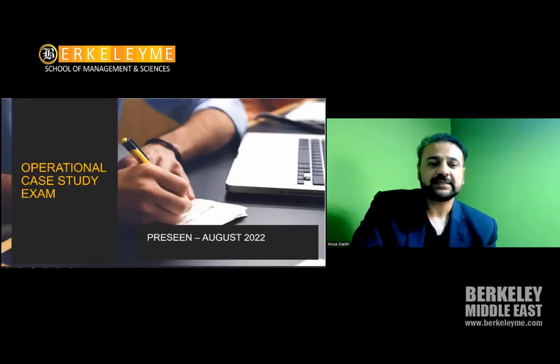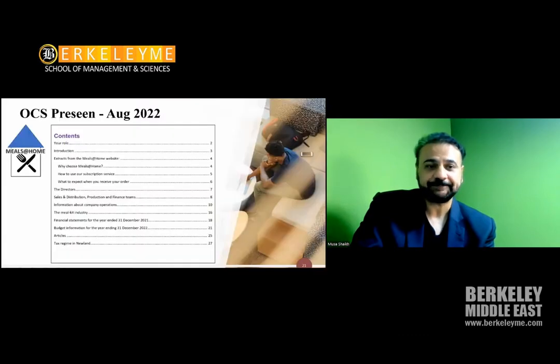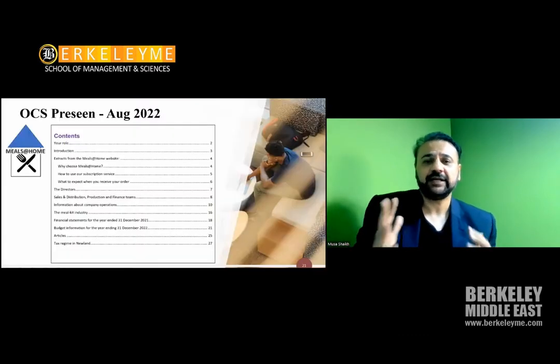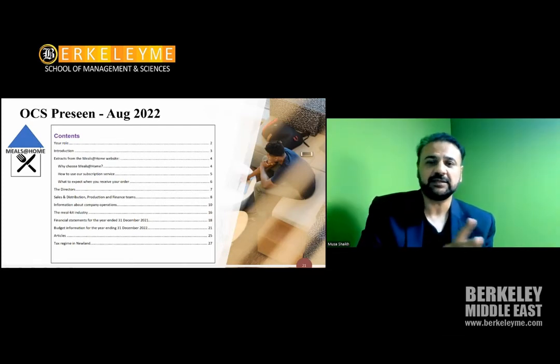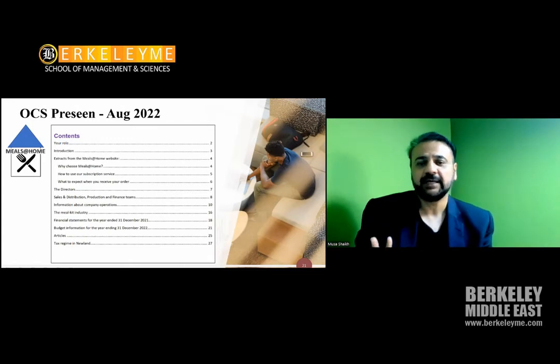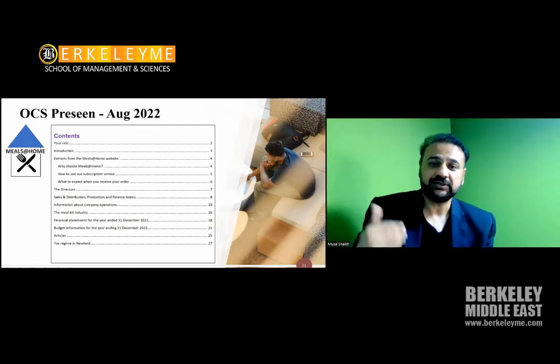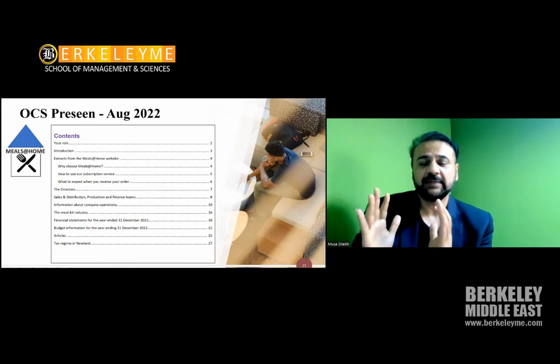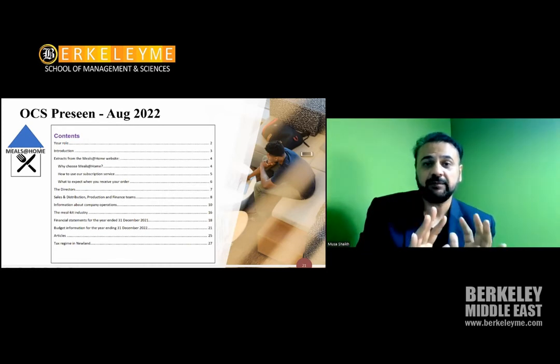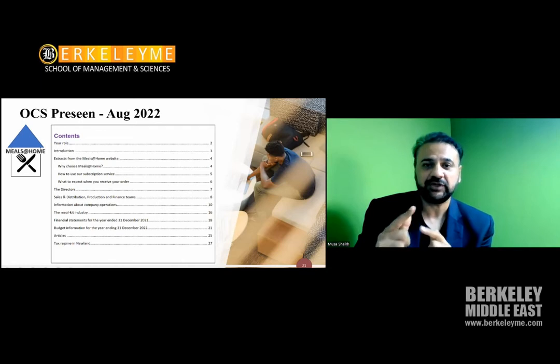So let's discuss, just for your understanding, how a case study looks. So we will see the pre-seen August 2022 case that is very relevant and very updated to see. Every case that you receive before the exam has around 30 pages, 31, 32, sometimes 29. So these are the pages. And what are generally the main contents? Every time the format will remain the same for the case, but the information keeps changing.